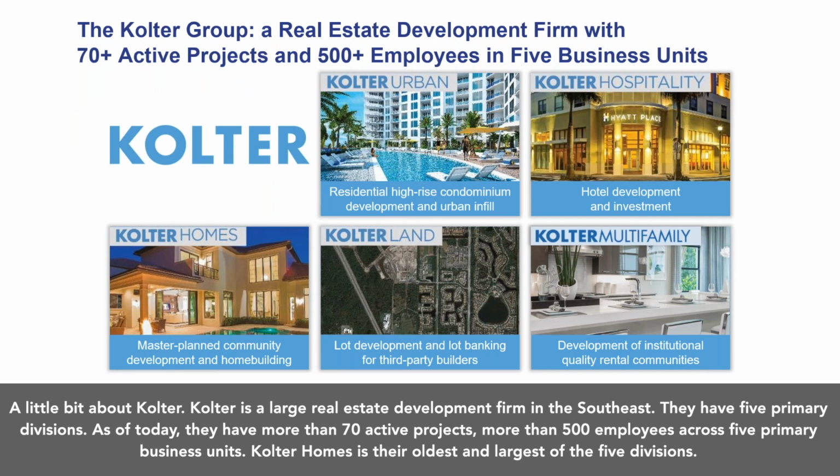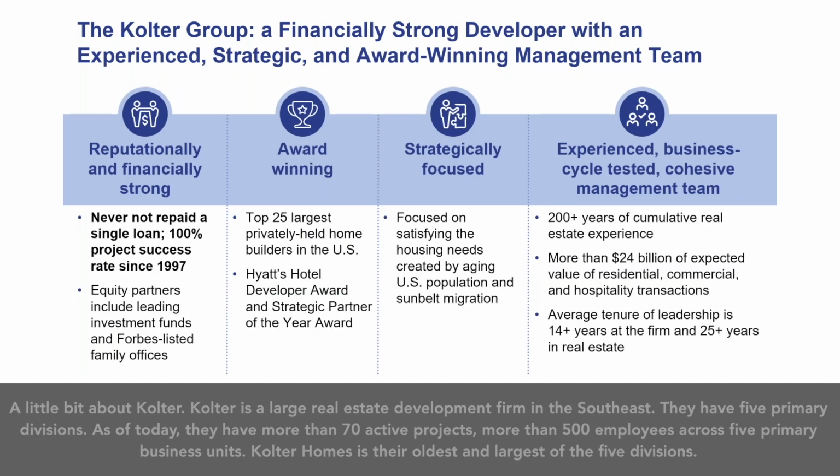A little bit about Coulter. Coulter is a large real estate development firm in the Southeast. They have 5 primary divisions. As of today, they have more than 70 active projects, more than 500 employees across 5 primary business units. Coulter Homes is their oldest and largest of the 5 divisions.